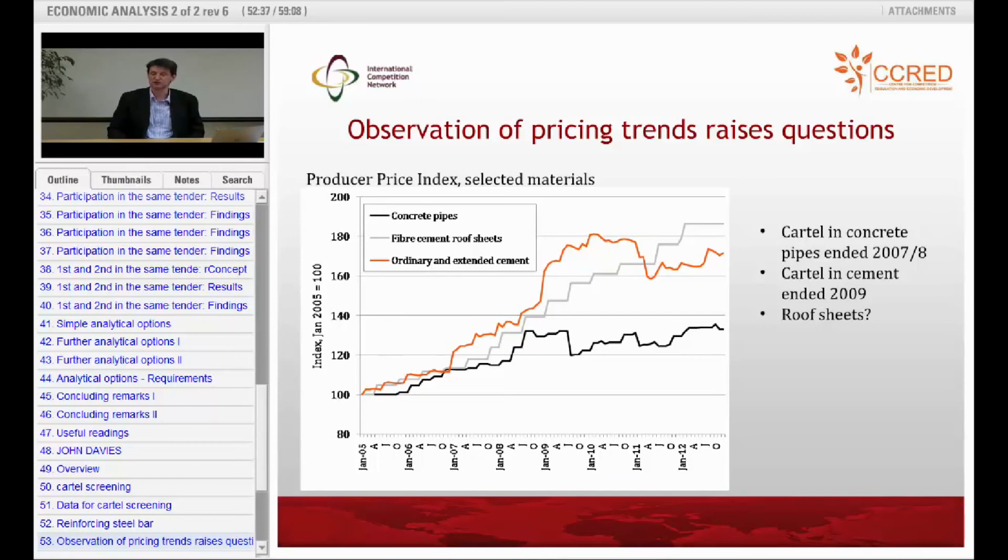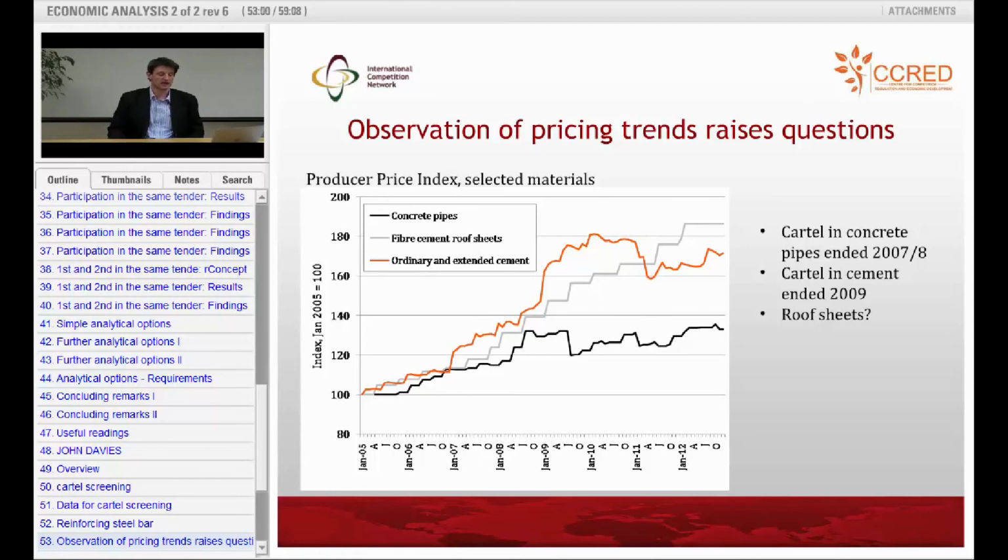And the third product is cement roof sheets. And you can see here a step pattern. This raises the obvious question as to whether there's a cartel. It certainly doesn't look like a competitive market. To my knowledge, there hasn't been a cartel uncovered in cement roof sheets, and in theory there may not be one. But there was a cartel uncovered in concrete pipes, revealed by a leniency applicant at the end of 2007.